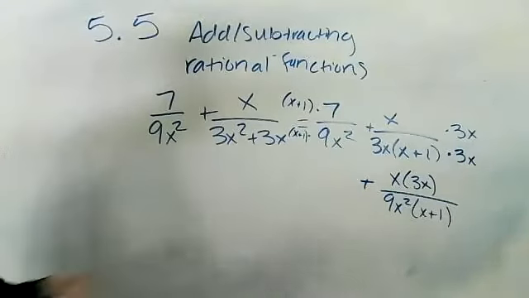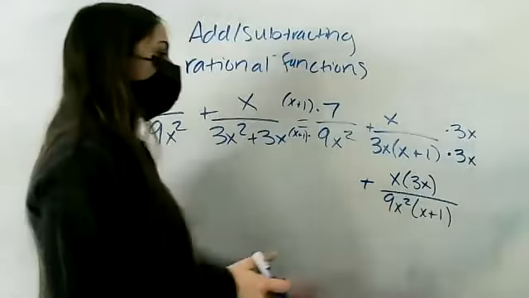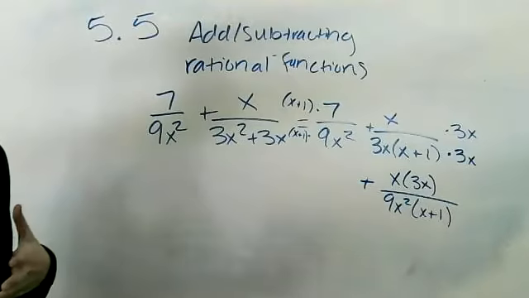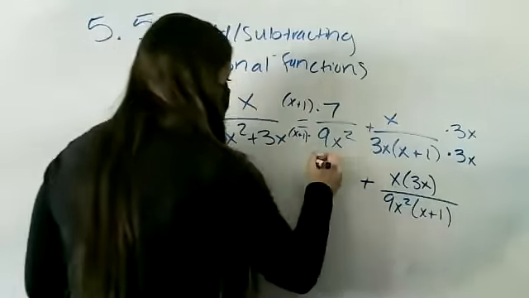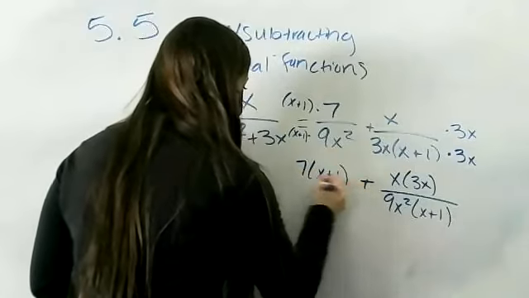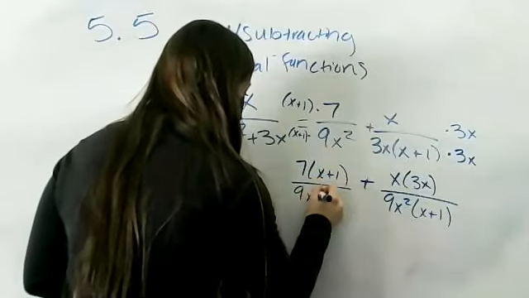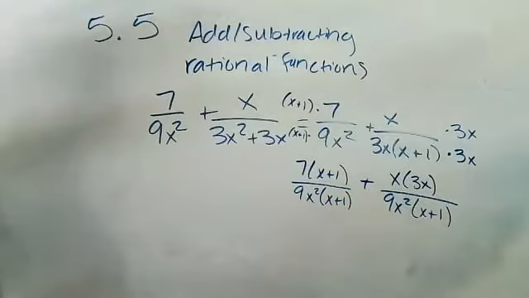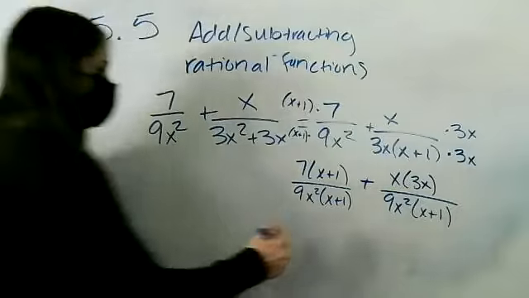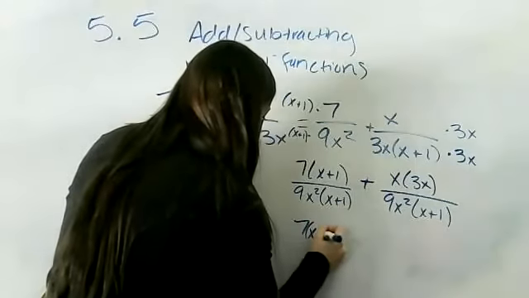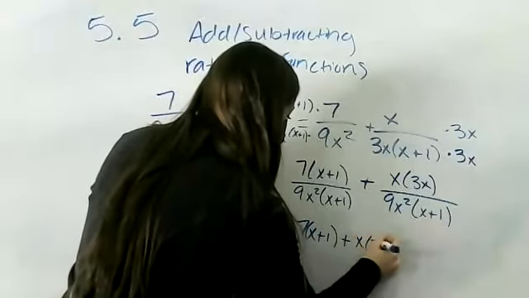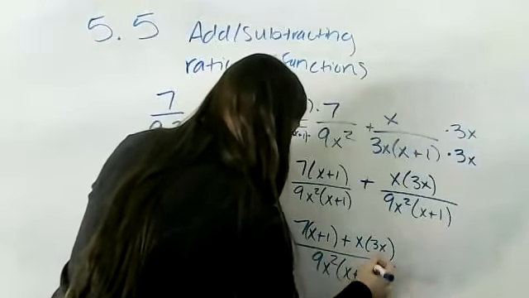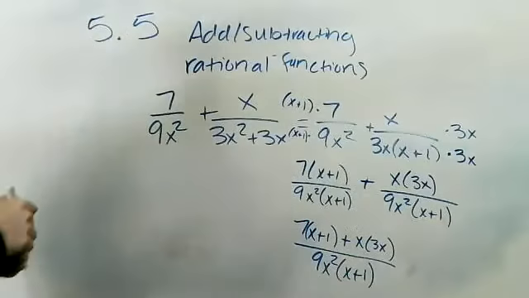First thing I'm gonna have us do is just shove them together. Notice up top, I did not combine the x and the 3x yet. I wanna see if there's any factors we have before I multiply out. So 7 times x plus 1 over 9x squared times x plus 1. When I go to totally add these together, I add 7 times x plus 1 plus x, 3x, all over that common denominator of 9x squared times x plus 1, sorry.